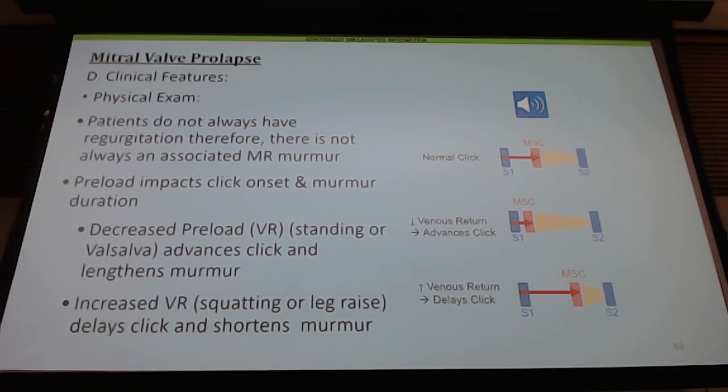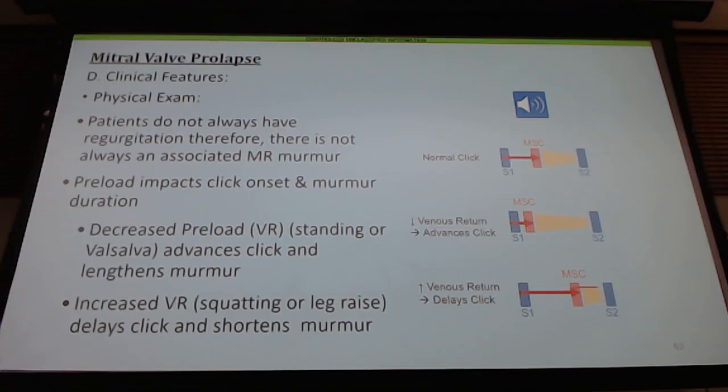And this is what you see. So normal, okay, you may get that mid-systolic click and then regurgitation murmur if it's present. But let me decrease my preload or my venous return by standing or Valsalvaing. And then what ends up happening, because I have that decreased return, is that click is going to occur earlier in systole. And then if I increase the venous return, so I squat, like I said the other way around, if I increase my venous return like squatting or leg raising, it's going to delay that, and it's going to cause that click to occur later in systole.